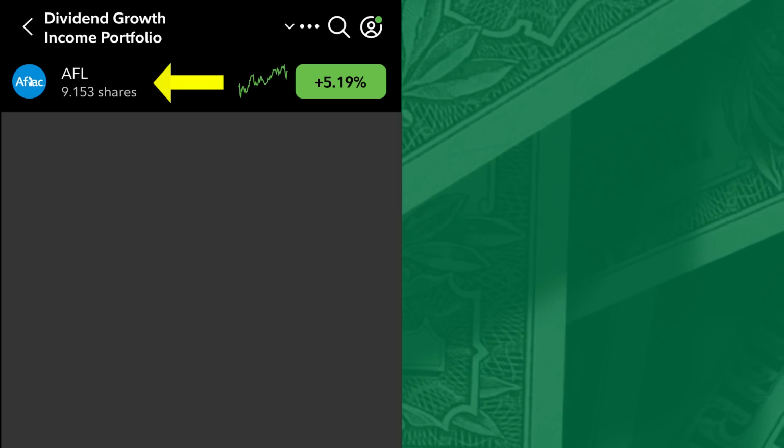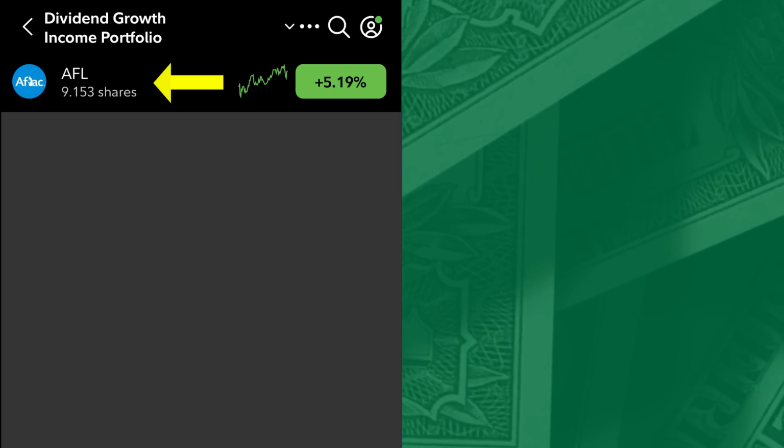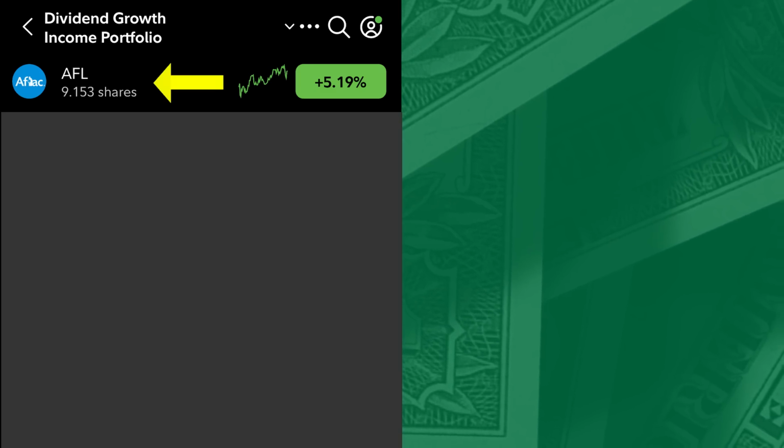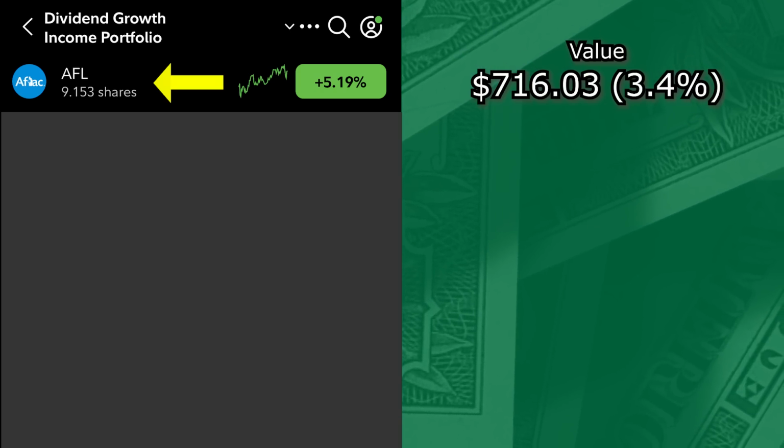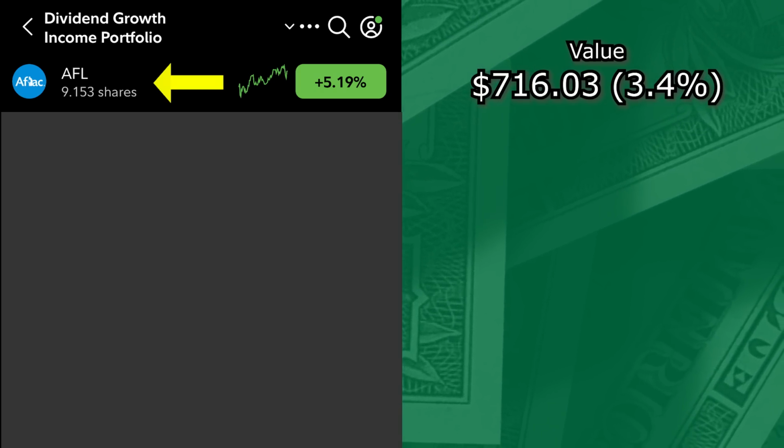The next position is Aflac, ticker AFL. They're a supplemental insurance company. At present, I have 9.153 shares of Aflac, valued at $716.03, making up 3.4% of the portfolio.